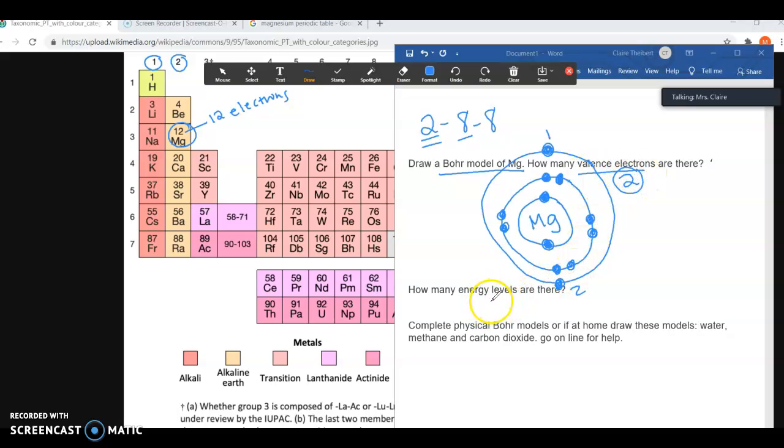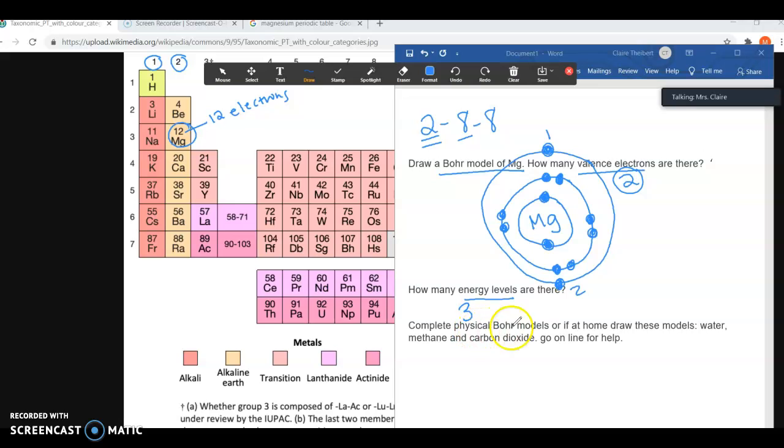Okay, for the energy levels, you're going to look at how many rings you used. So we have 1 ring, 2 rings, 3 rings. So for energy, I think about a car going around in circles. So I would say, how many circles does the car have to go around on the racetrack? So this has 1, 2, 3 energy levels. So 3 energy levels.